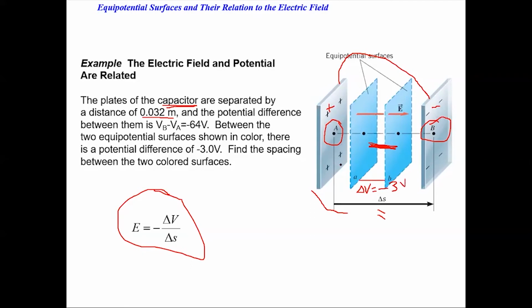Okay. Now what you need to find is the spacing between the two color surfaces. What is the spacing between these two? If you want to find the spacing, what do you need to know? The spacing is this, right? Delta S is the spacing. If you want to find the spacing, then you need to know delta V and you need to know E. Do you know delta V? Yes, 3 volt. Good. But you need to know E also. But E is not given, right? That's the problem.